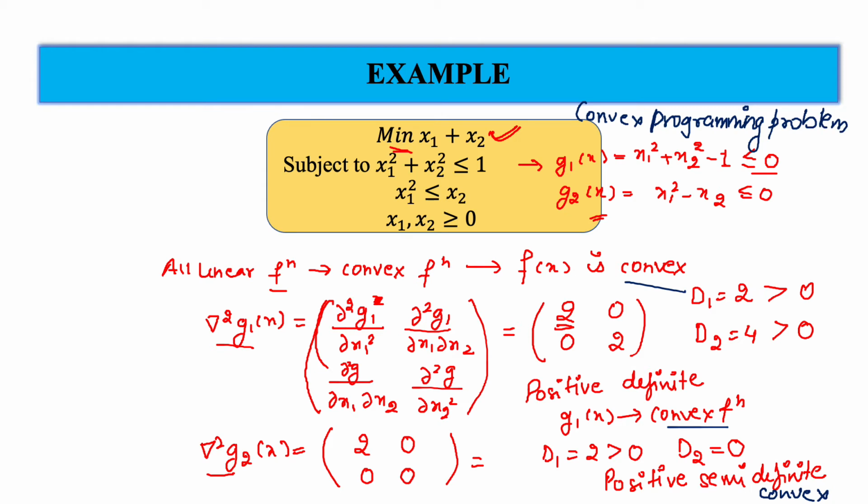Similarly, we can find out whether my function is convex or not by using eigenvalues also. It is up to you which method you use to find out whether the matrix is positive semi definite or positive definite. I have already discussed three different methods in the definition of matrix lecture.